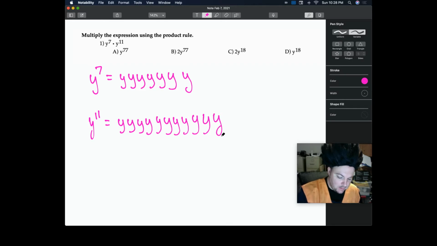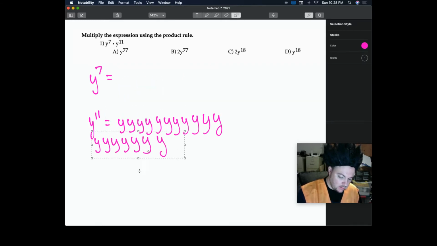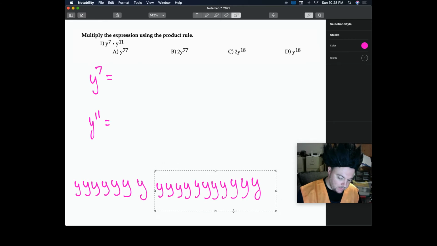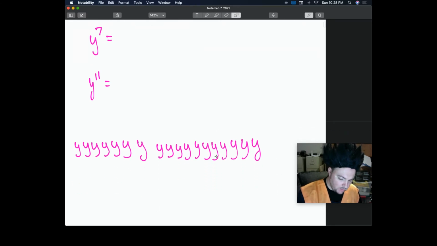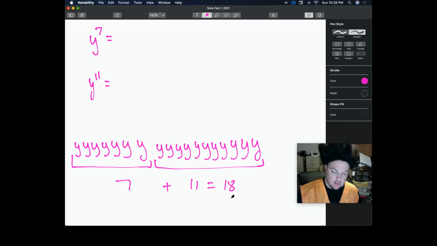So if we have 7 y's, and then we have another 11 y's, what will we have total? Well, again, there's 7 total here, and there's 11 total here. So if we put them all together, we get 18.